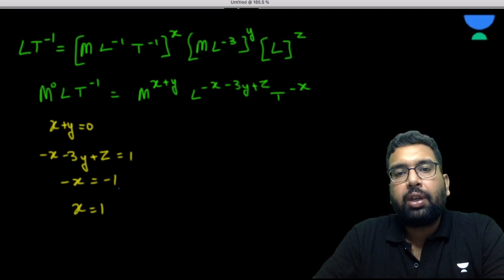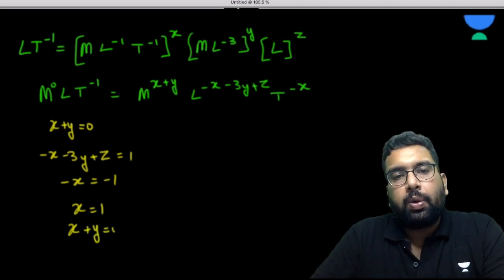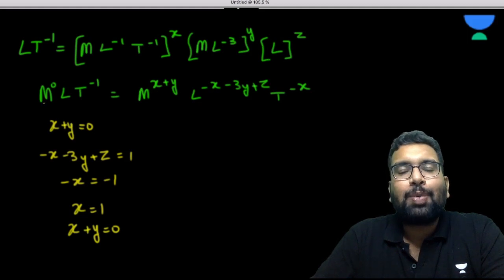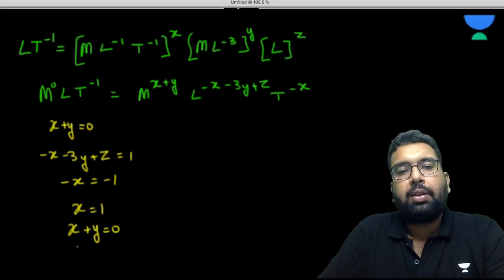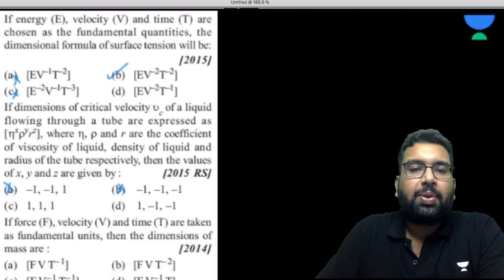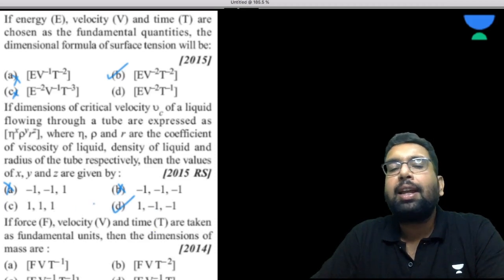Now what we can do, so we can say x plus y is equal to 0, not 1. M to the power 0 here, M to the power x plus y. So comparing the powers, I can have x plus y is equal to 0. I am putting the value of x, so y will become minus 1. So what is the option then? Do we need to calculate z also? Obviously it is going to be minus 1, because no other options are getting matched.